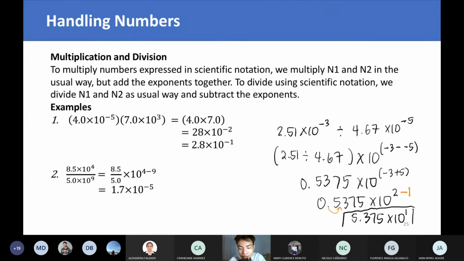Pag multiplication, ano gagawin? You add the exponents, you multiply the coefficients, and your final answer must be written in the proper format. That means kung kailangan iurong decimal point, iurong nyo. For division, you subtract the exponents, and then you divide the coefficients. And again, the final answer must be written in the correct format. So, you have to move your decimal point if necessary.